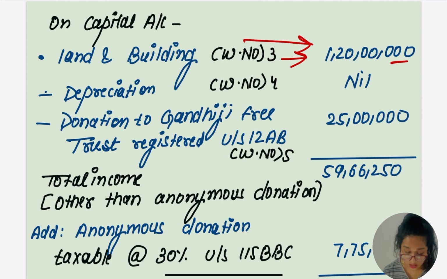So what about the depreciation? Can we take it? No, because the trust has already taken the full cost of the asset as the application amount. So this part is not allowed.